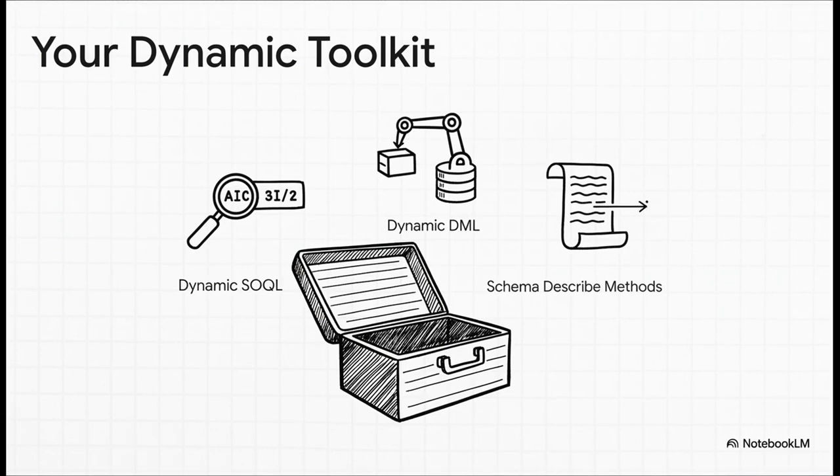So how do we actually do all this cool stuff? Well, we've got a toolkit with 3 main pieces. First up is Dynamic SOQL, which lets us build our database queries as simple text strings on the fly. Second, we have Dynamic DML, which lets us insert or update records without needing to know their specific type beforehand. And then the real powerhouse, Schema Describe Methods. This lets our code literally ask Salesforce, hey, tell me about this object. What are its fields? What are their data types? These are the tools we're going to use to build our master key.